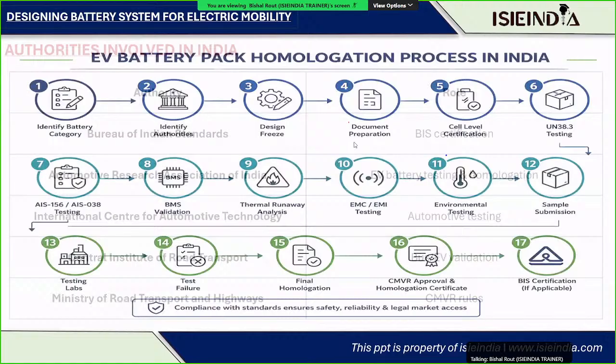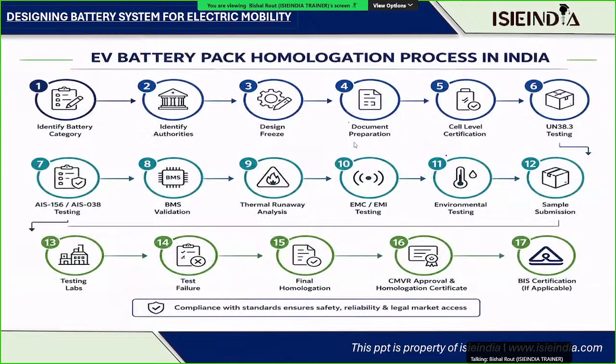So this is the process of battery pack homologation, basically. First of all, you need to identify which vehicle category your developed battery pack belongs to, because different regulations apply for different vehicle classes. In India, L category vehicles are motorcycles, scooters, auto rickshaws. M category is passenger cars. N category is commercial vehicles, right?